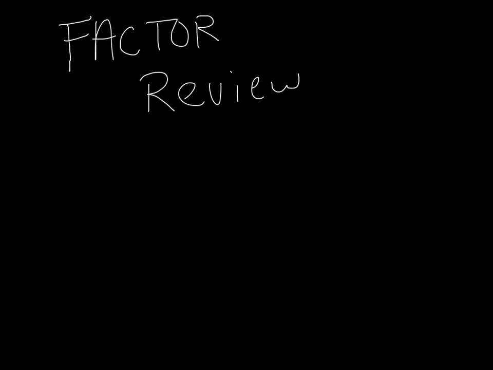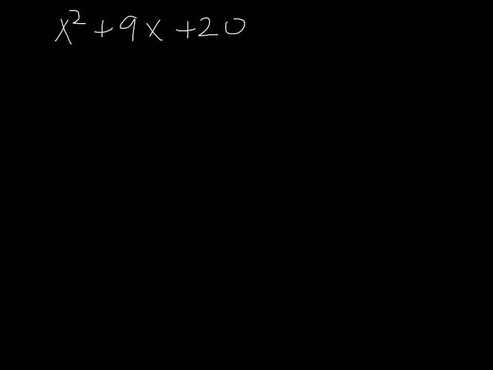Before we get into graphing with rational functions, we're going to do some factoring review, because we have to be able to factor in order to solve these problems. First, you have your basic equation. The number in front of the x squared is always your a. In this case, it would be 1 if nothing shows up. The number in front of the x is always your b. And the number standing by itself is always your c.